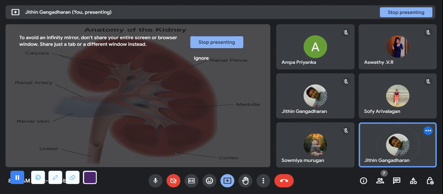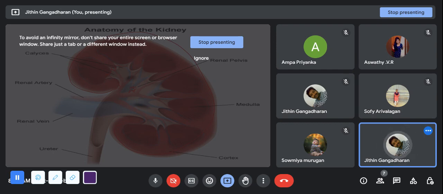Okay. So the anatomy of the kidney. This is the basic kidney structure. In that we have the renal pelvis. So what is the use of the renal pelvis? It collects the urine which is drained out of the kidney. And renal calculi can be seen in this renal pelvis area. Okay. Stones can be seen in this renal pelvis area.